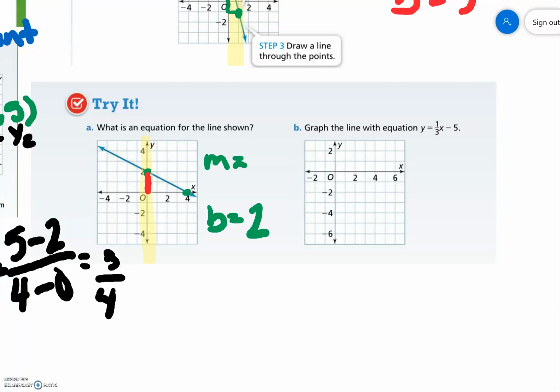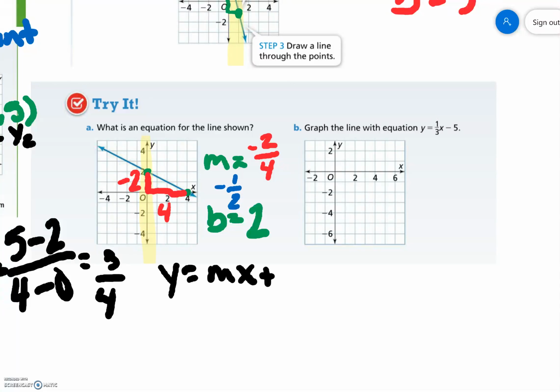So we go down 2 and over 4. So if I'm going down 2, is it positive or negative? Negative. And I go to the right 4. So my slope is negative 2 over 4. I know I can also reduce that to negative 1/2. But we still have to write the equation. So y equals mx plus b. y equals negative 1/2 x plus 2.